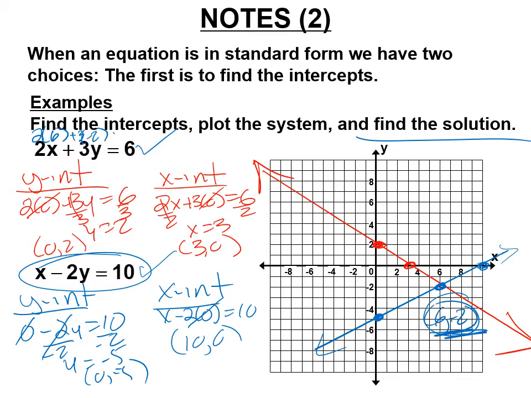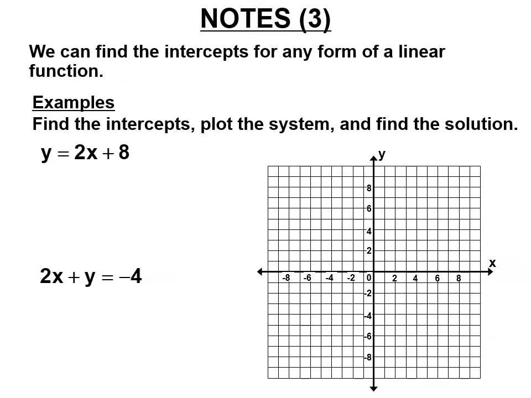Remember, this is the only combination that will make both equations work out, right? Because it's the only point on both lines. This point is on the blue line and the red line. There's no other point that's on both. The point of intersection is the solution. Okay.